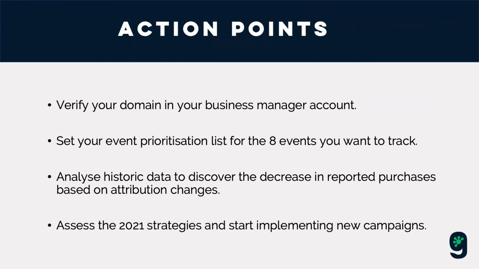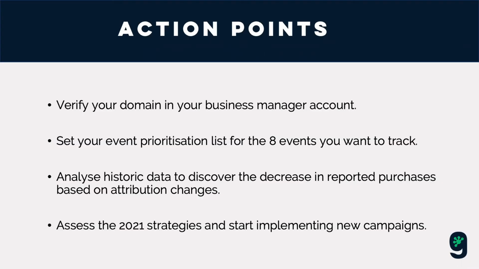So finally, an action points list for you to take away from this little training. Verify your domain and your business manager account. You need to do that first before you can then move on to the next step of setting your event prioritization list for the 8 events you want to track and optimize for. So ecom, again, it's going to be purchases number 1, then initiate checkout, then add to cart, then view content, and then lead event as well. If you're going to be driving email opt-ins as one of the new strategies, you're going to run that on a conversion objective for the lead event action.